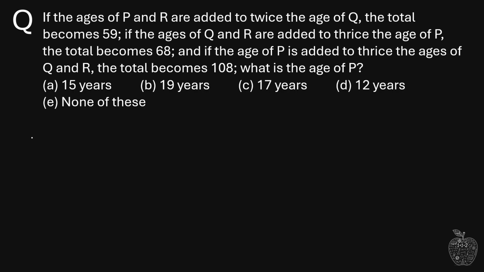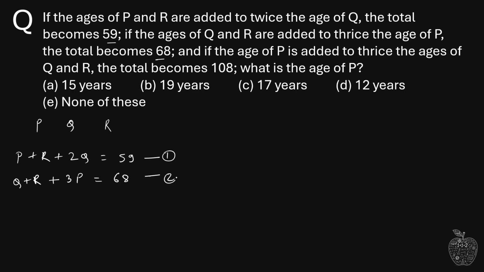So first of all, here we have P, Q and R, and according to the question, if the ages of P and R are added to twice the age of Q, the total becomes 59. Let's say this is equation 1. If the ages of Q and R are added to thrice the age of P, the total becomes 68. Let this be equation 2.